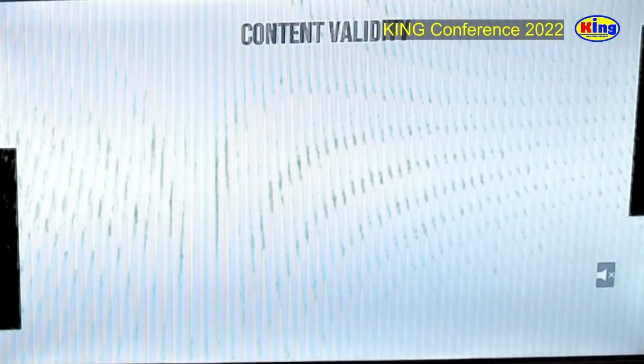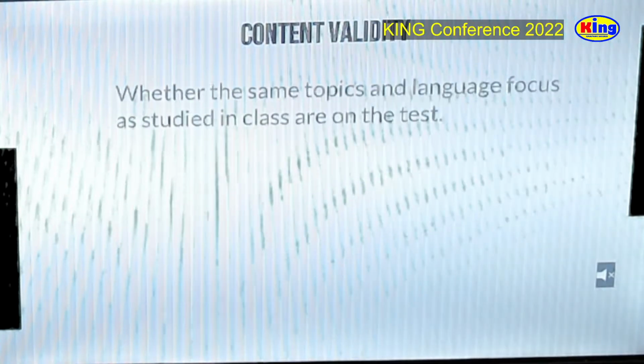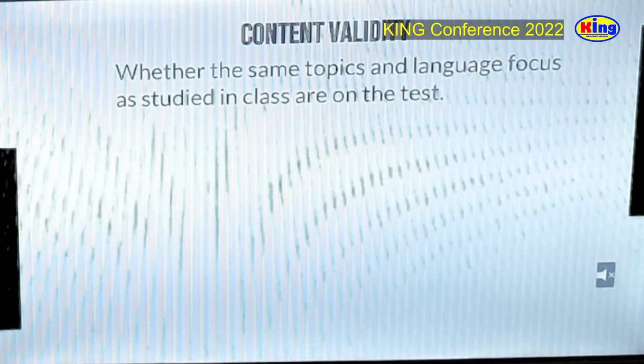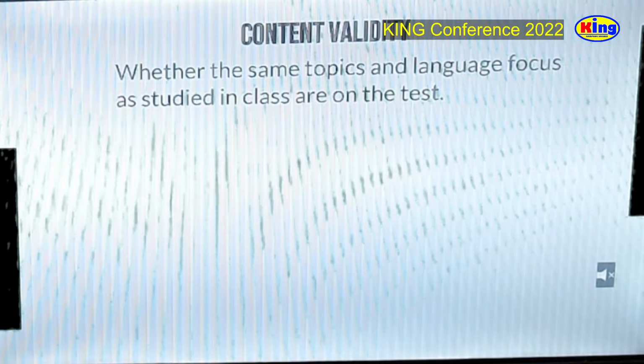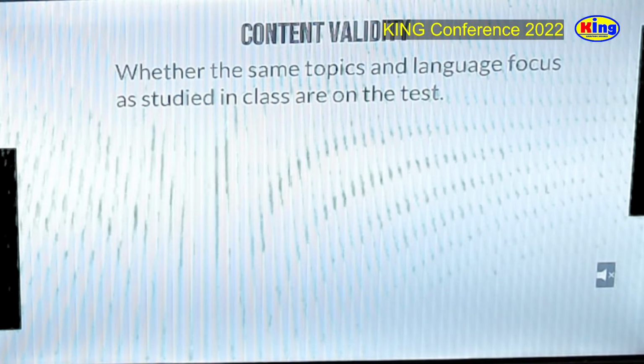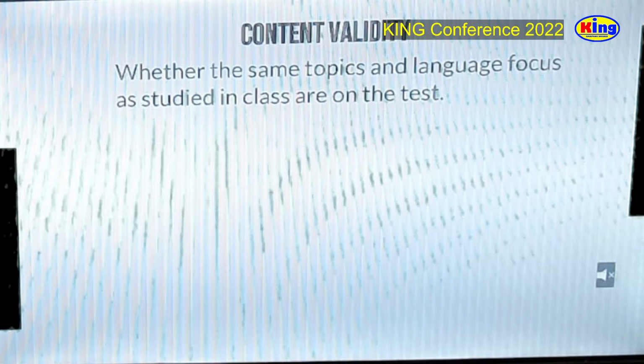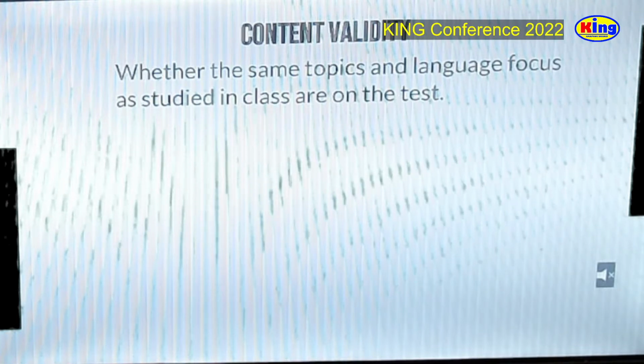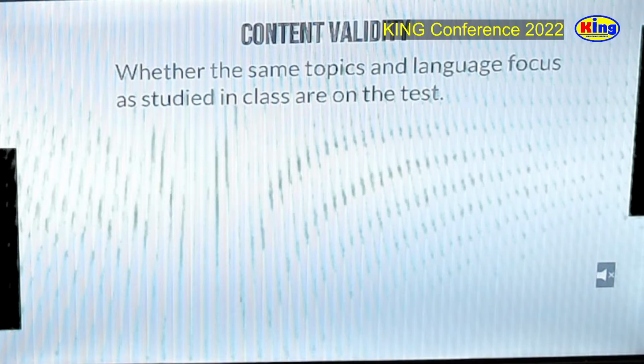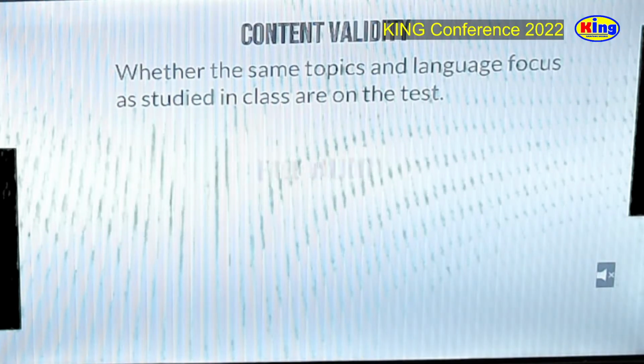Okay, so there are three types of validity. The first one is content validity. It means whether the same topics and language focus as studied in the class are in the test. So when we have an assessment or test, the language focus should already be studied by the students in the classroom. So the student will not think, I haven't learned about this in the classroom. That's the meaning of content validity.